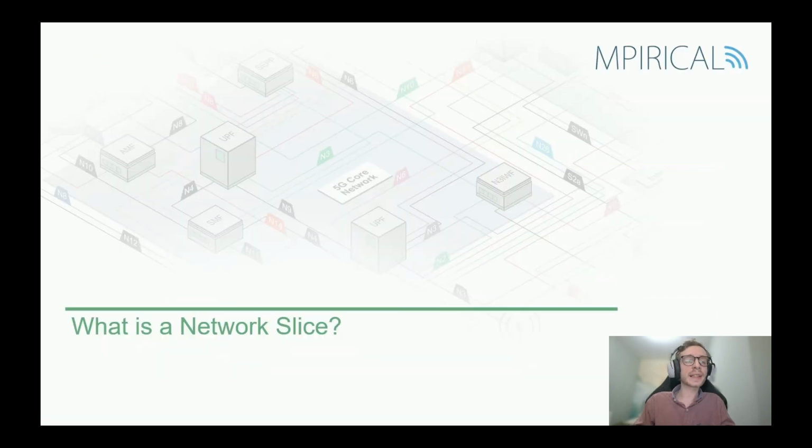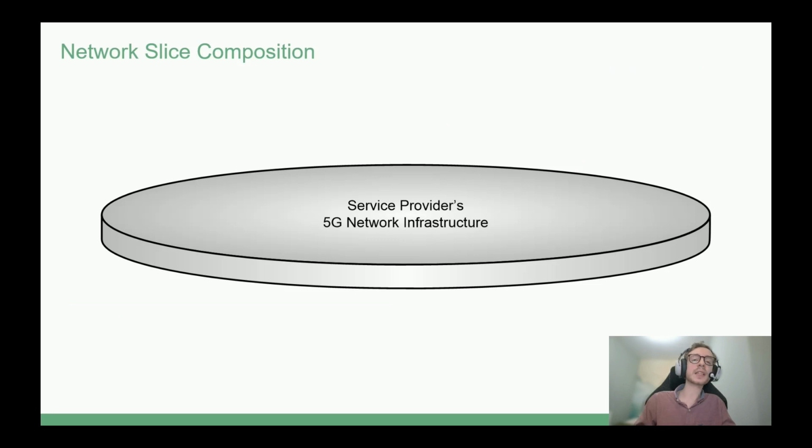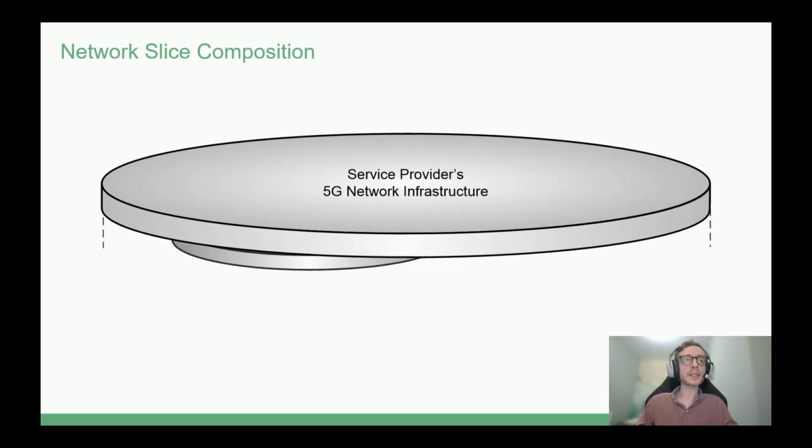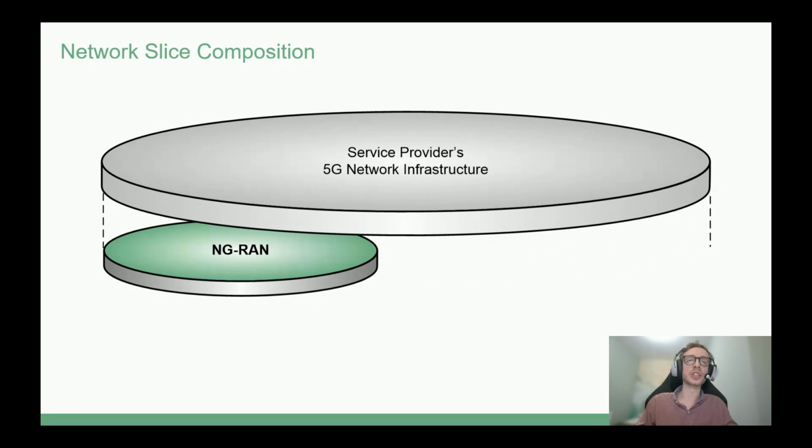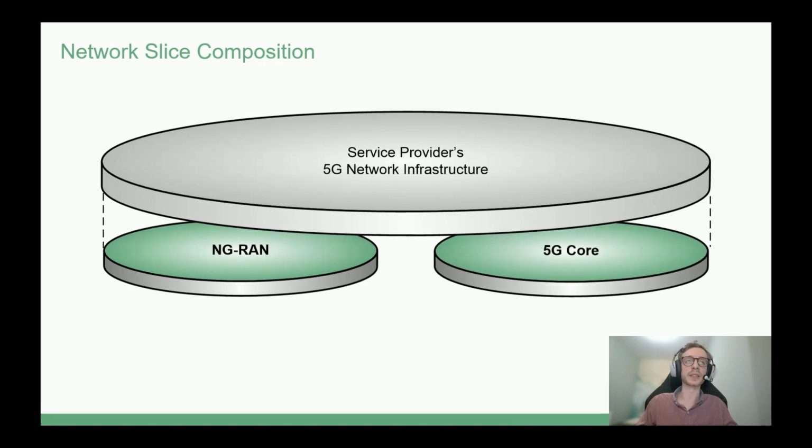So what exactly is network slicing then? Well, network slicing is a logical network that provides specific network capabilities and characteristics in order to serve a defined business purpose for a customer. So this is a logical network that exists on physical infrastructure. On the screen, we've got an example of a network service provider's 5G network infrastructure, and that's going to contain an NG radio access network, next generation radio access network. We've got our 5G core, and we've got our packet data transport network as well.